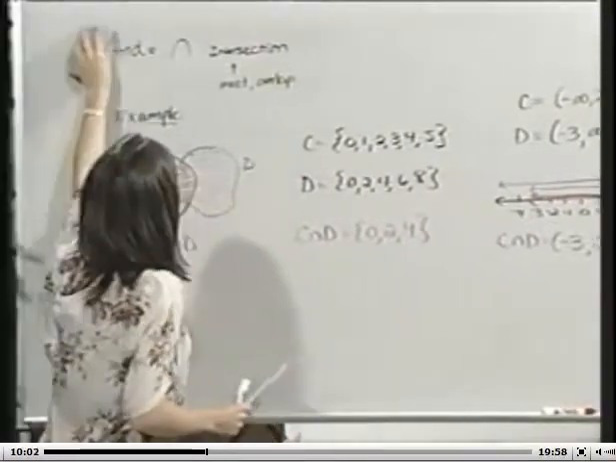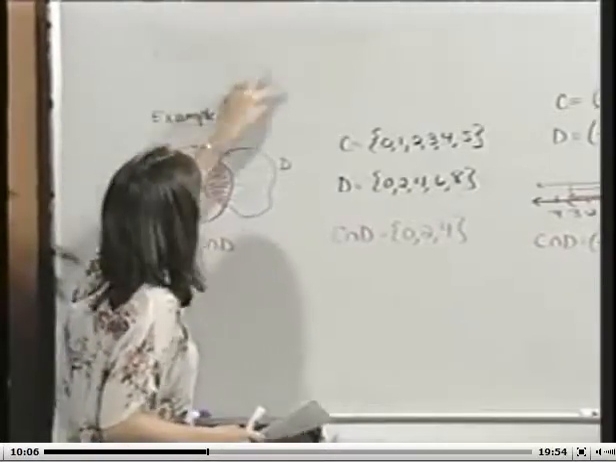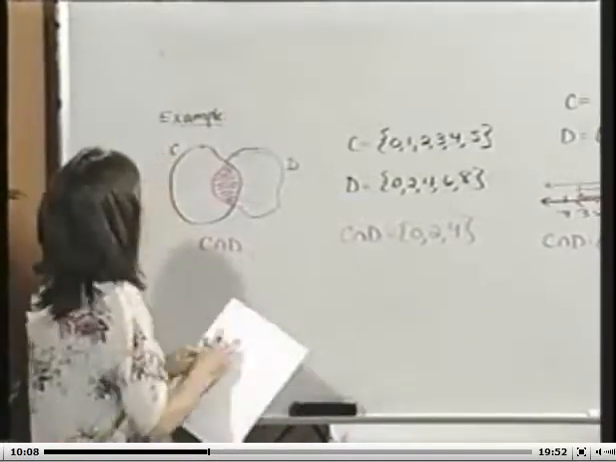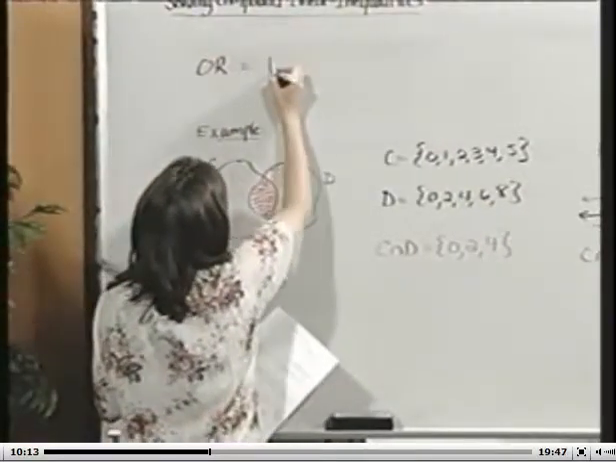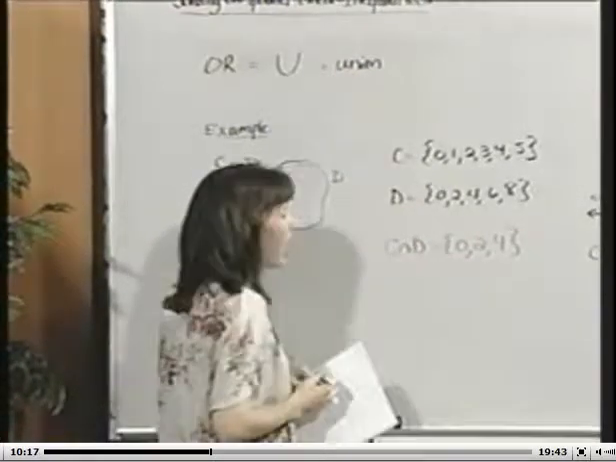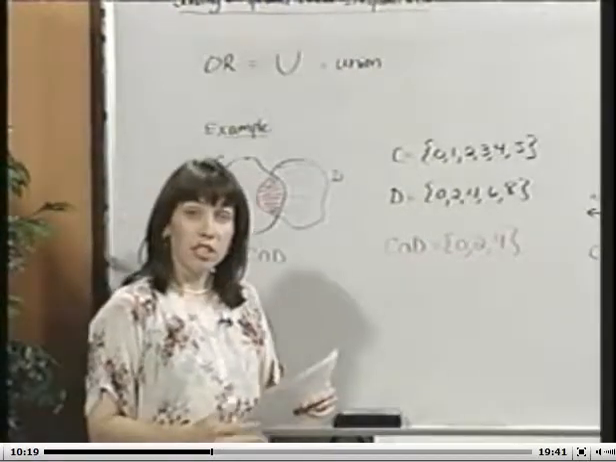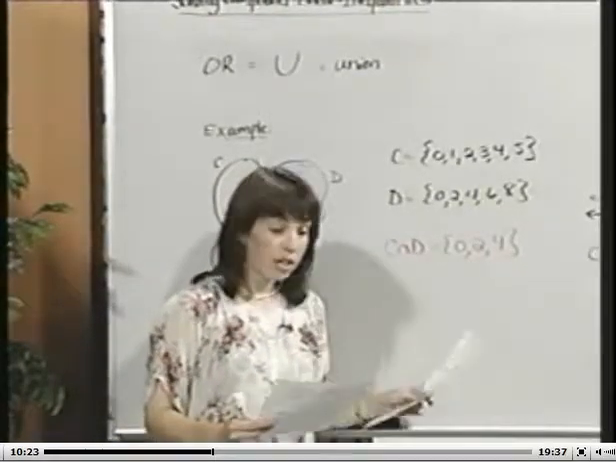Okay? Or. In math, or means something called union. So let me write down the word union and let me write down the word or. Or means union, and the symbol for union is a U. And I have a little definition that we'll pull up to describe what or means. And or says the following.